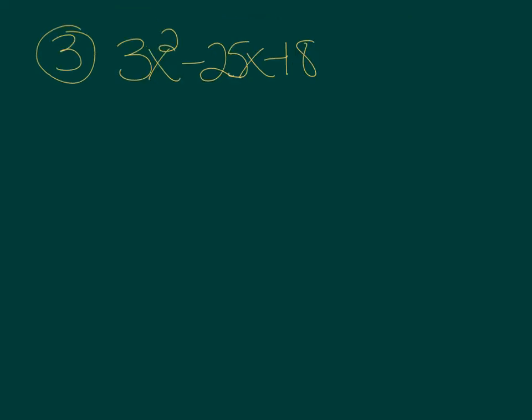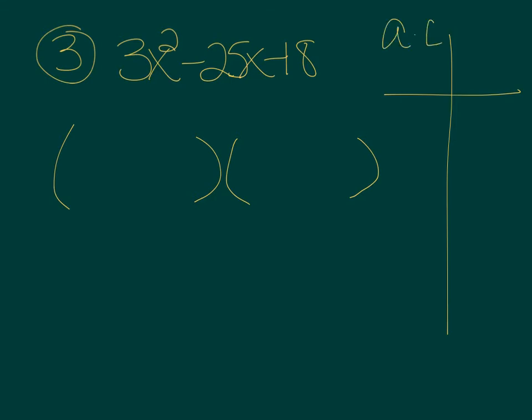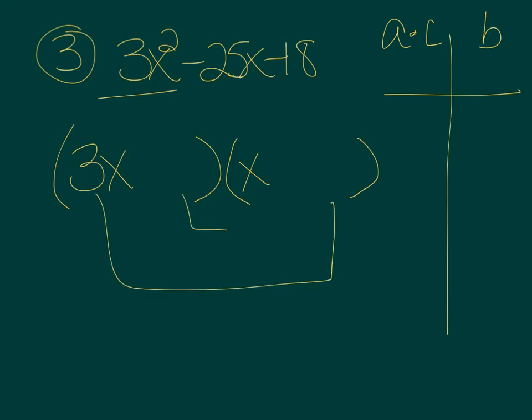All right, so here we go. We're going to start with our two parentheses again. On our chart, remember, this is going to be a times c, and this is b. So now 3x squared: 3x times x is the only two things I can multiply to get 3x squared. We know we have our little brackets.